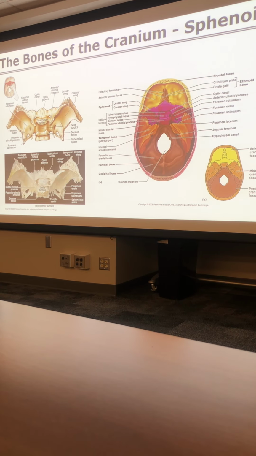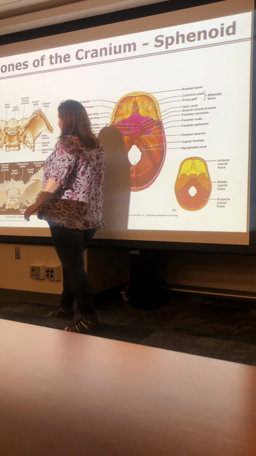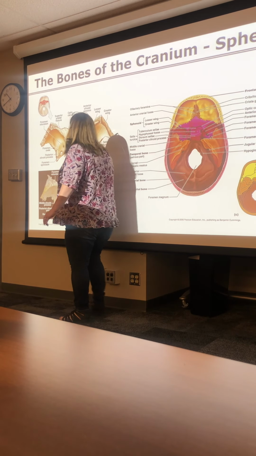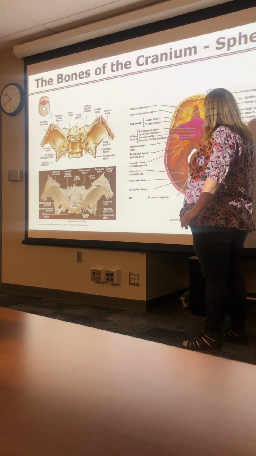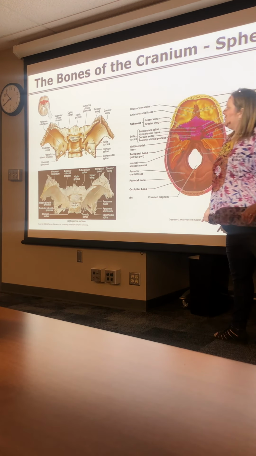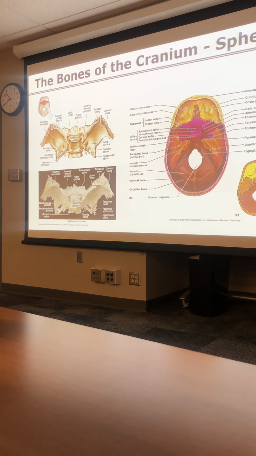From this view, as we come down towards the greater wing, you can see a little slit here and here. This is the superior orbital fissure. You can't see it real well because it's tucked under the lesser wing. The superior orbital fissure is important because it transmits cranial nerves 3, 4, and 6, as well as the ophthalmic branch of 5. Remember the ophthalmic branch of 5? Way back when?